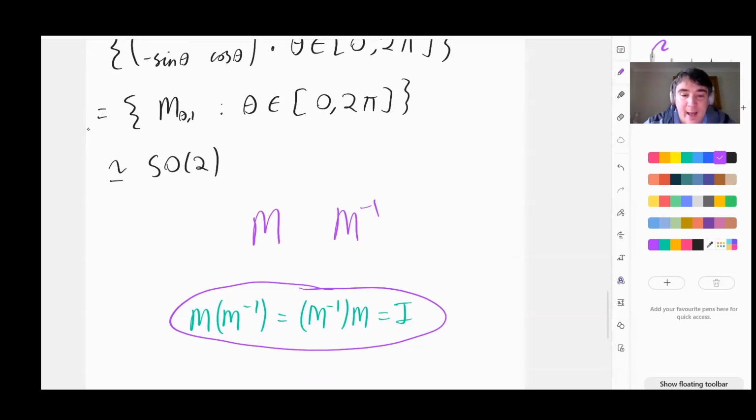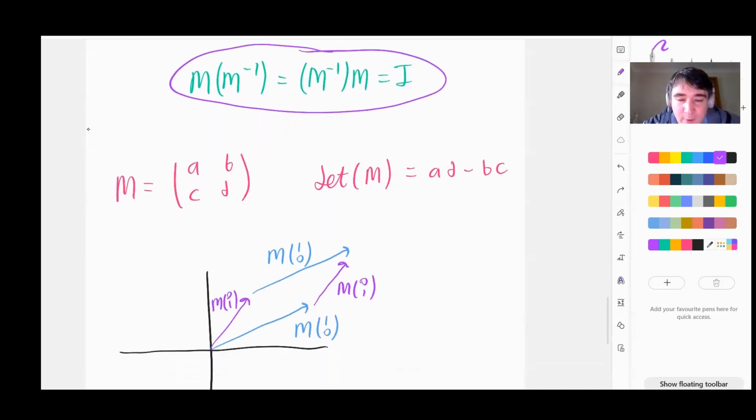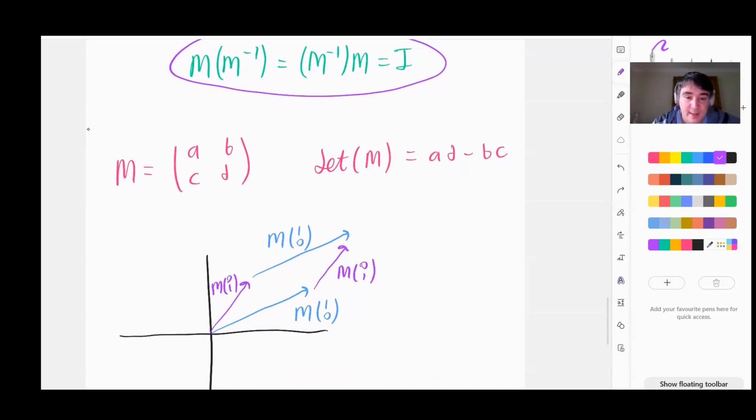So in order to study that, there's this quantity, a number that we can associate with a matrix, and it's really important. It's called the determinant of a matrix. If we have a matrix M, then the determinant is defined as A times D take away B times C. So it's a number and it's very easy to compute, but it also has really important geometric significance. The best way to understand what a determinant is geometrically is that it's the area inside this parallelogram here.